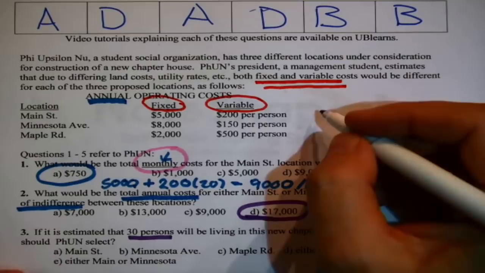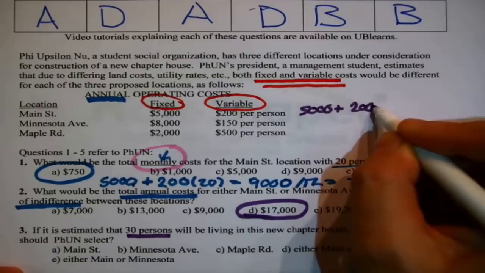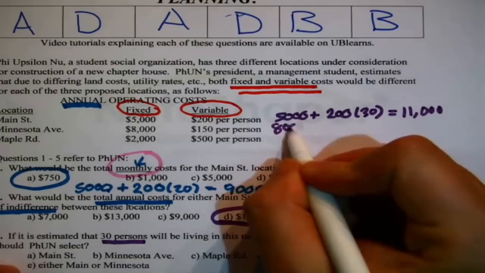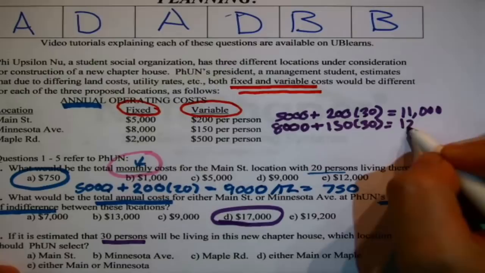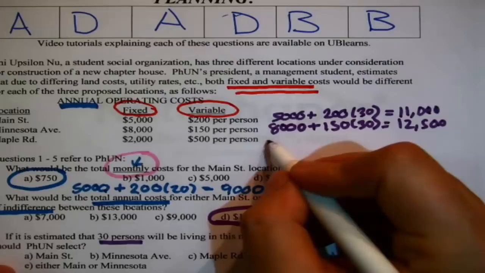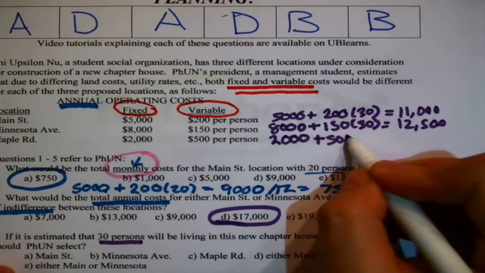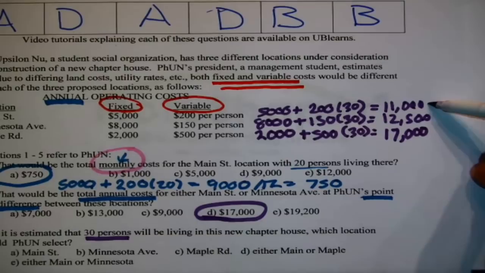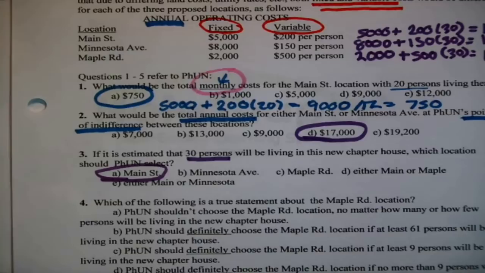If 30 people are living there, let's see, Main Street, I think I can do the scratch work here. What would it cost? I just substitute in the 30 that I'm given. I get $11,000 for Main Street. And then the issue is, is Minnesota Avenue better? Well, 8,000 plus 150 times the 30, I get 12,500. That is not better than that. But maybe the low fixed cost at Maple Road will be worthwhile. 2,000 plus 500 times each of the 30 people, I get that the total cost at Maple Road would be 17,000. This is a contest. We're just looking for the best one, which is the lowest. That's Main Street. That's the answer. So we didn't need to draw a graph for that one either.